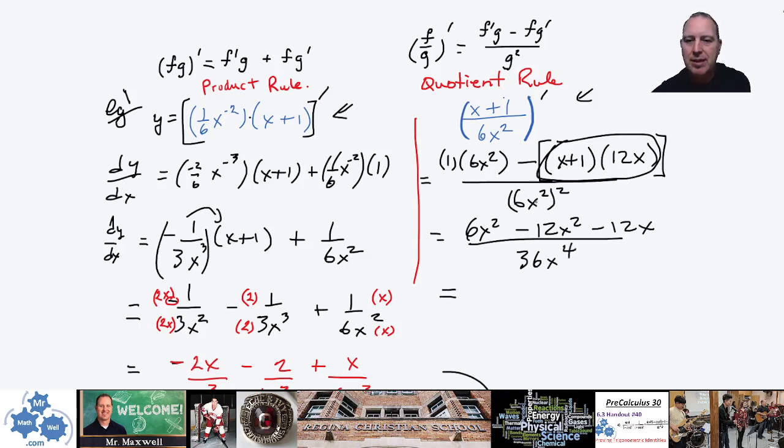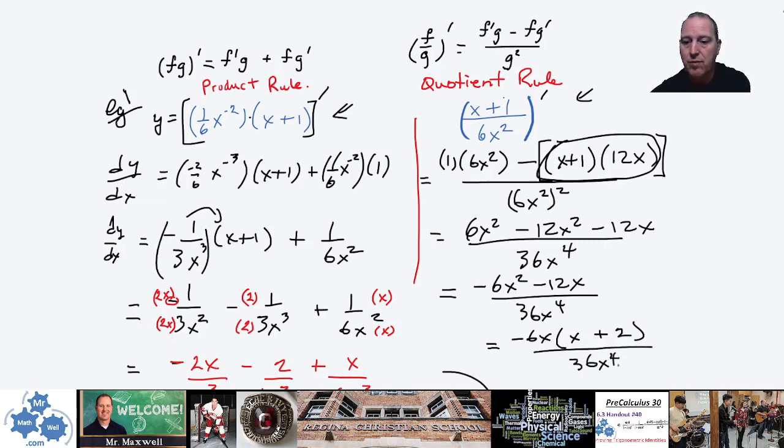You can multiply this out in the bottom. You can leave it like this too, because you might be able to factor 6x squared out. I don't know, we'll see. So I can gather some like terms. This is going to be negative 6x squared minus 12x all over 36x to the 4th. I can take a negative 6x out. And I'm left with what? x plus 2. And on the bottom I've got 36x to the 4.